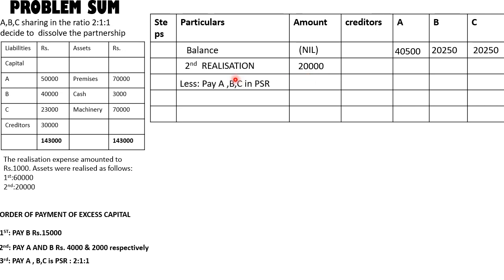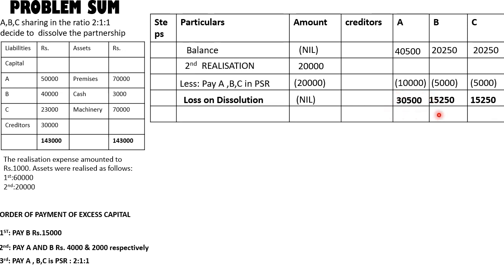So this next step will be, let's pay A, B, C in PSR. The entire 20,000 will be distributed in the ratio 2:1:1, which comes up to 10,000, 5,000 and 5,000. After subtracting this, the final balance, since the balance is in positive, will be known as loss on dissolution, and the loss on dissolution amounts to 30,500, 15,250 and 15,250.